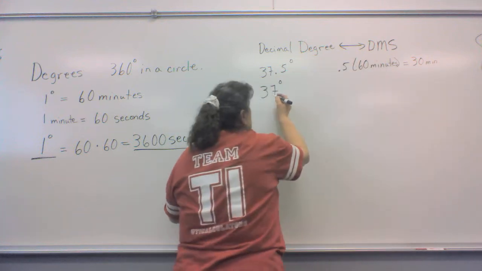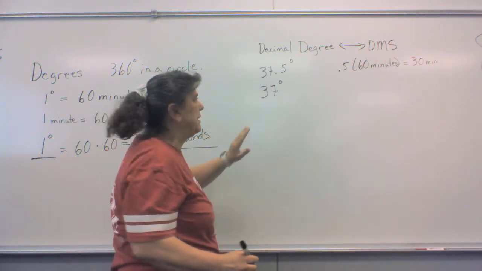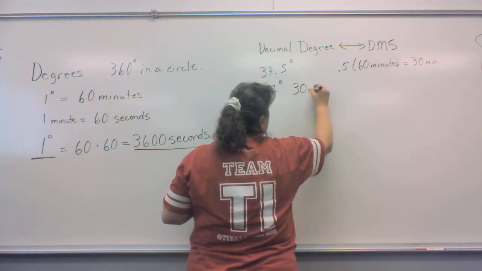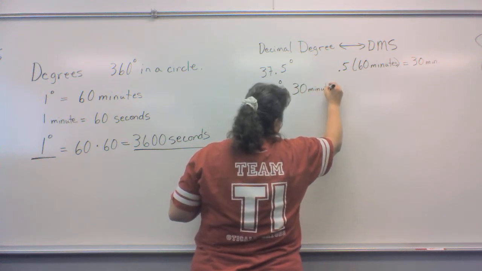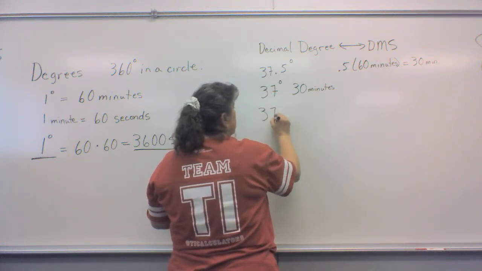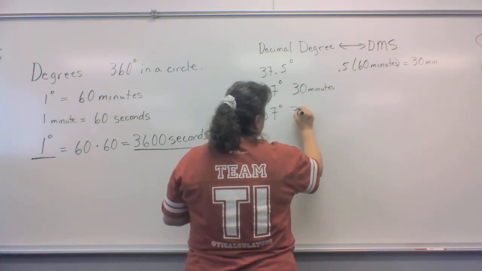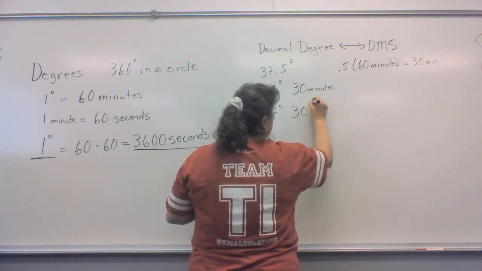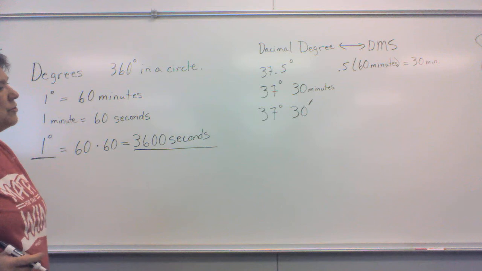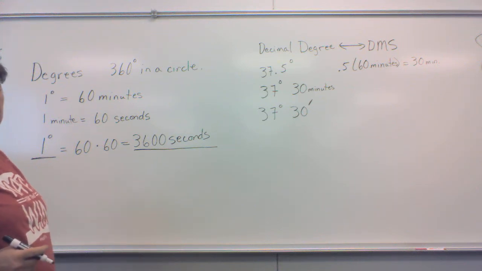So on this problem, I have 37 degrees, 30 minutes. We can either write it in that form, or we can write 37 degrees, 30, and use 1 mark, like we do for a foot, to indicate the minutes. So 37 degrees, 30 minutes.